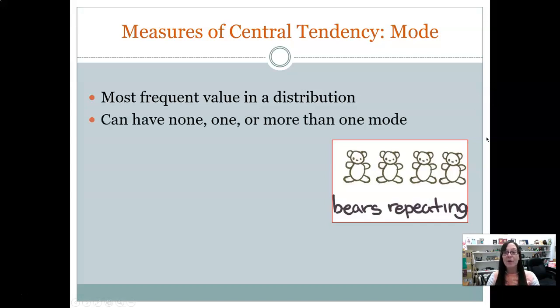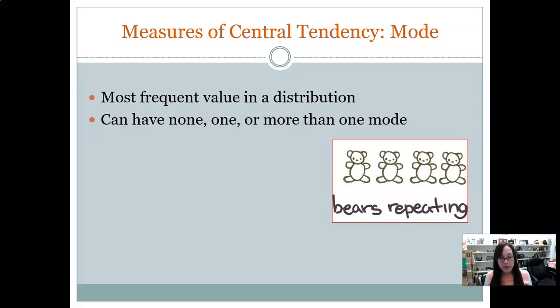So you can have one mode, you can have more than one, or you can actually have no mode, which is really unlikely. You don't see that very often, but no mode means that it's equally probable, which essentially is that for every value of your distribution there's the same number of people in each one. That doesn't happen very often, but that means that literally each value is equally likely to happen, so that's why we call it equally probable.